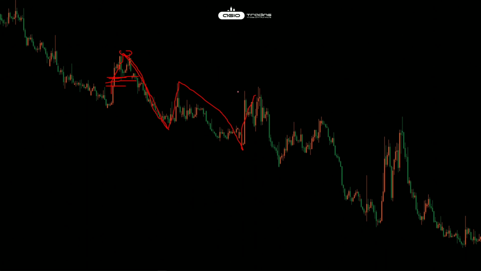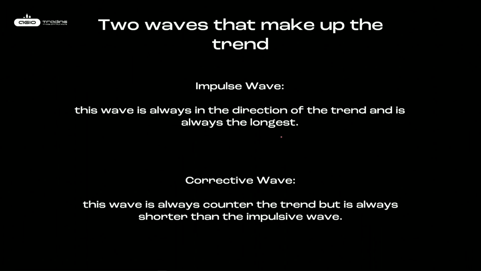Always move with the trend. You buy on an uptrend, you sell on a downtrend. This is not a trend. This is not an uptrend, simply because you're seeing that price is kind of moving to the upside. It's not an uptrend. Okay? Now, these are the two waves that make up a trend. We have an impulse wave and a corrective wave.